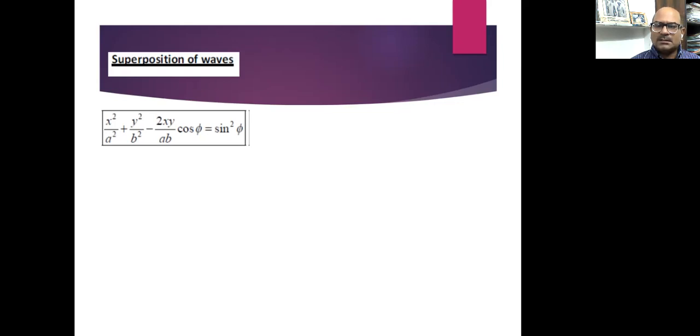We'll solve it and we'll find that we get this equation: x square by a square plus y square by b square minus 2xy by ab cos phi is equal to sine square phi. This is a general equation of an ellipse. So we can say that if two waves are there, one moving in the x direction and another moving in the y direction, then due to the superposition of those two waves, the resultant will be an ellipse.